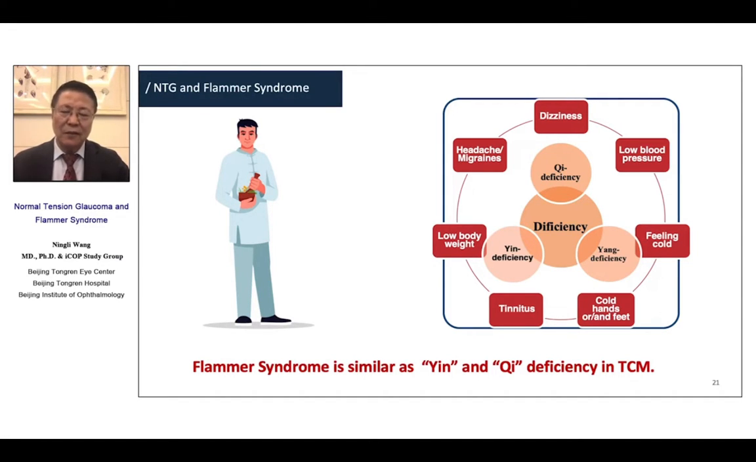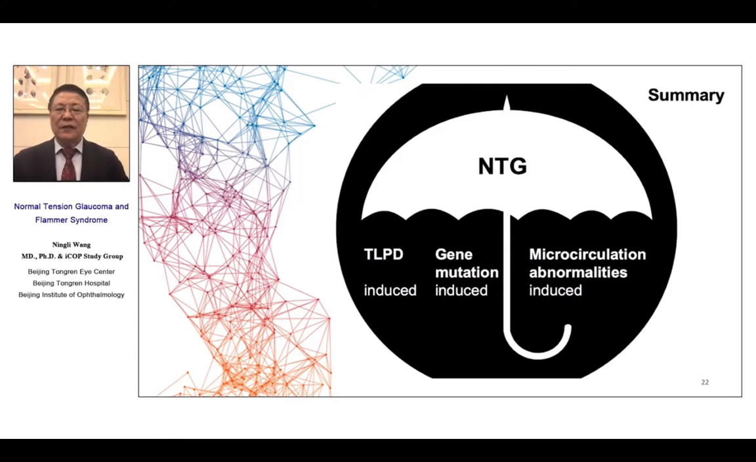Normal tension glaucoma strongly relates to systemic abnormalities, especially microcirculation. So normal tension glaucoma really is one kind of complicated open-angle glaucoma. Maybe it is a term of the umbrella. Under the umbrella, there are different risk factors for normal tension glaucoma, such as the increased translaminar pressure difference, gene mutations, and microcirculation.